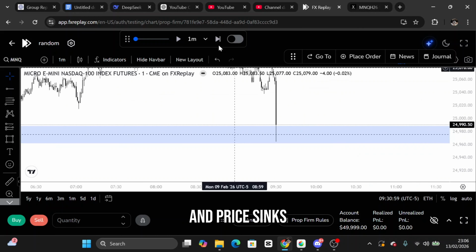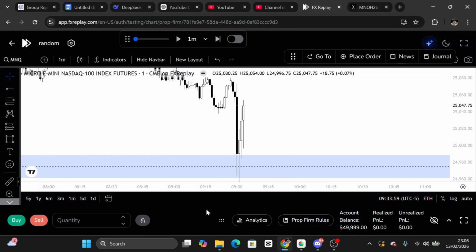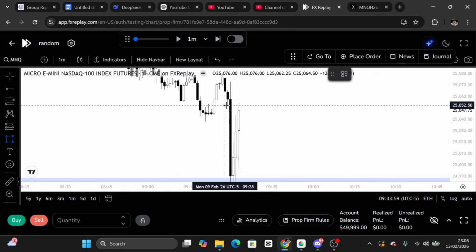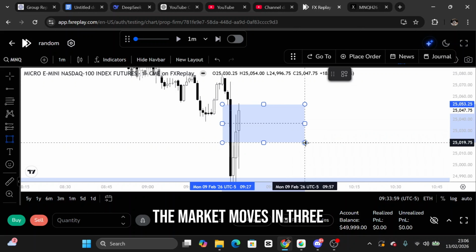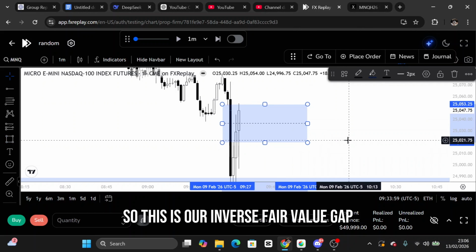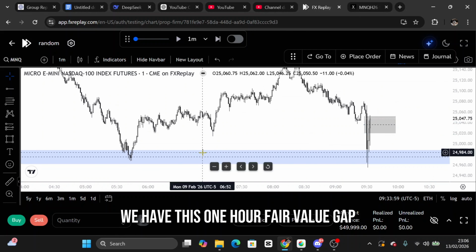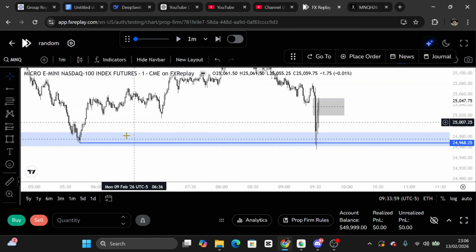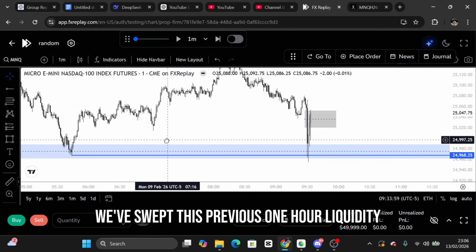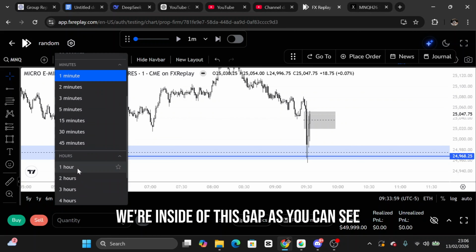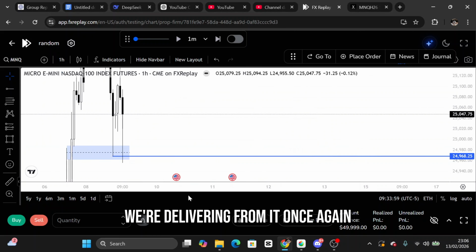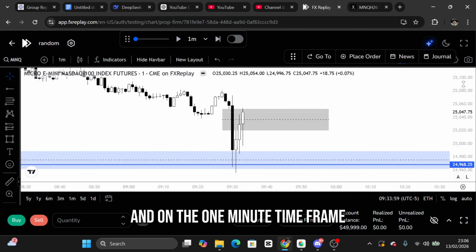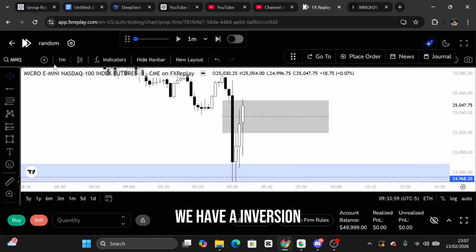On price sinks, right here is where we get our first setup. This is the typical AMD model the ICT teaches. The market moves in 3. So this is our inverse fair value gap. We have this 1-hour fair value gap that hasn't been fully filled. We've swept this previous 1-hour liquidity. We're inside of this gap. As you can see, we're delivering from it once again. So we swept liquidity, we're delivering from this 1-hour, and on the 1-minute time frame, we have an inversion.